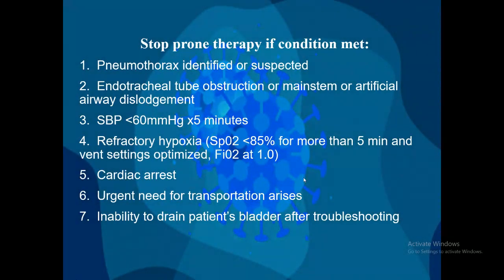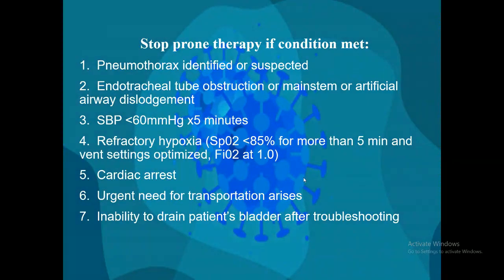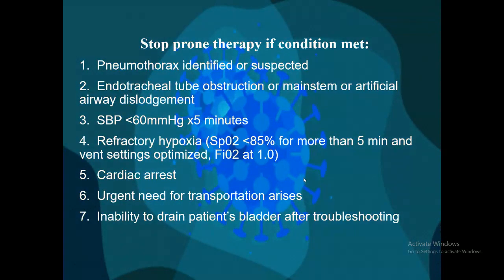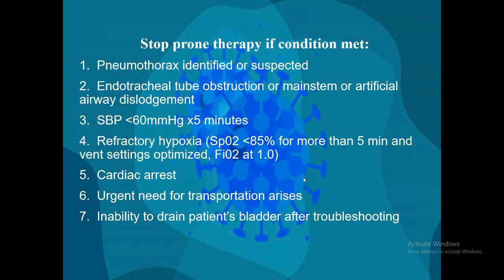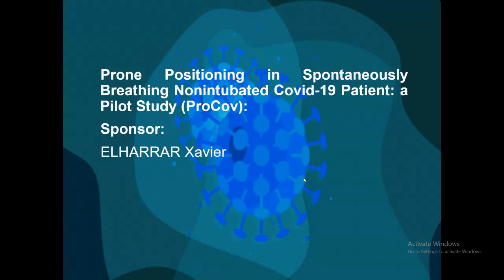You have to stop prone therapy if the following conditions are present: pneumothorax, the tube is out, the patient is in severe hemodynamic instability, the patient's oxygenation does not improve, cardiac arrest, or you need to transport your patient.